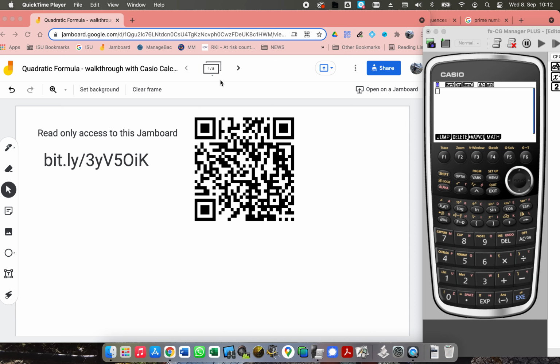So this is a walkthrough of how to use a Casio graphic display calculator to solve quadratic equations. If you're using a Casio Scientific, it works very much the same way as the Casio graphic display calculator I'm using.